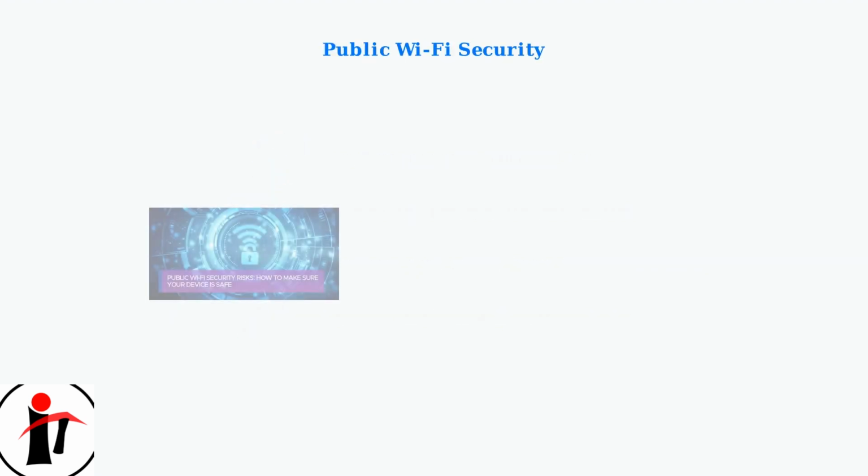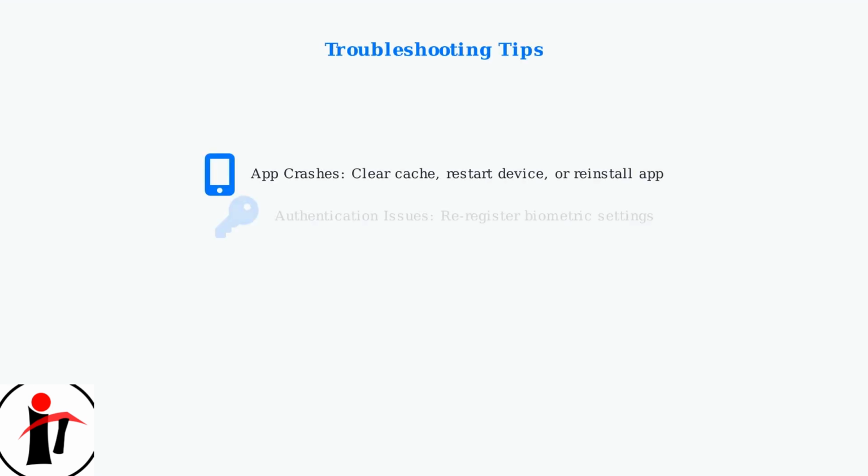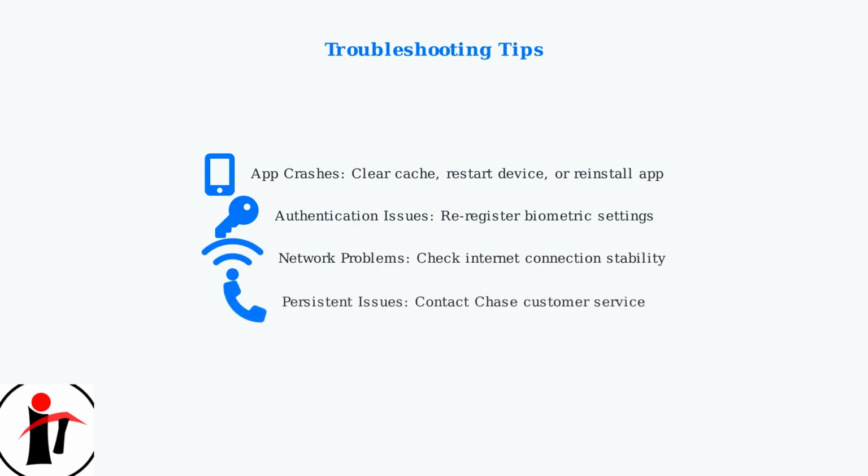Avoid accessing sensitive card information when connected to public Wi-Fi networks, as these connections are often unsecured and vulnerable to interception. If you encounter issues accessing your card information, here are common solutions to resolve technical problems with the Chase mobile app. Remember, Chase's security features work best when combined with your vigilant security practices. Stay informed, stay secure, and always prioritize the protection of your financial information.